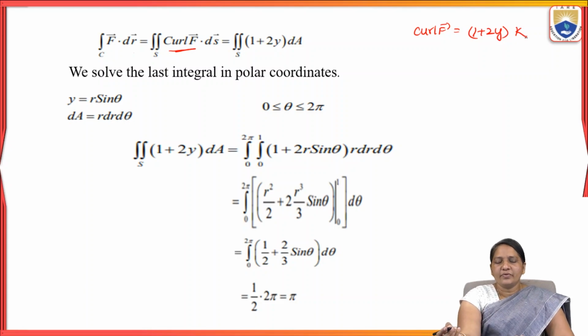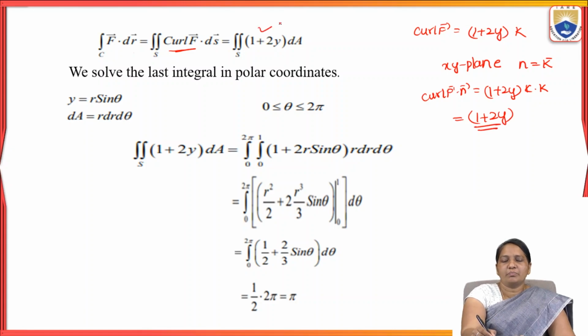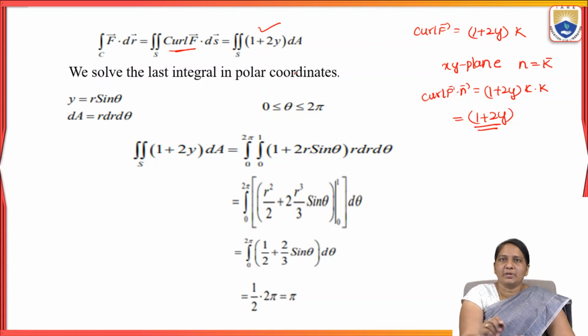And here we are going to take the plane. What is that plane? XY plane. So what is the n value? N value is k. So now curl f bar dot n bar is 1 plus 2y into k dot k. So k dot k is 1, so finally curl f bar dot n bar value is 1 plus 2y.